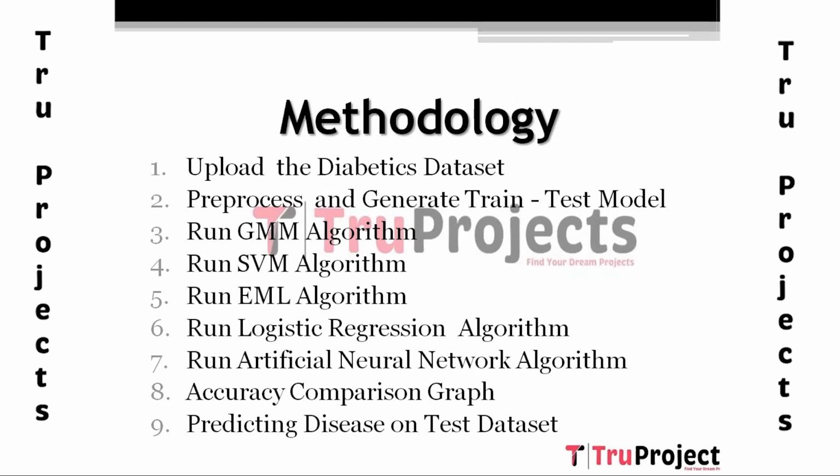Then next module, run GMM algorithm. GMM algorithm is nothing but Gaussian mixture model. In this module, we are going to build the model, train it with the training dataset, and test the model with the test dataset to calculate the accuracy. The GMM model is nothing but the Gaussian mixture model.